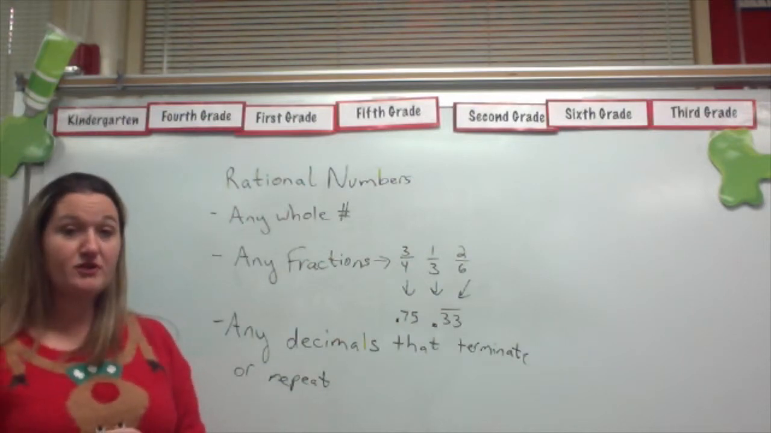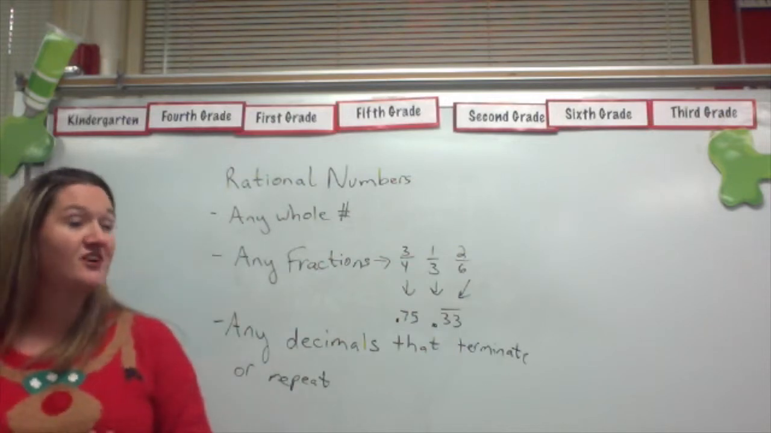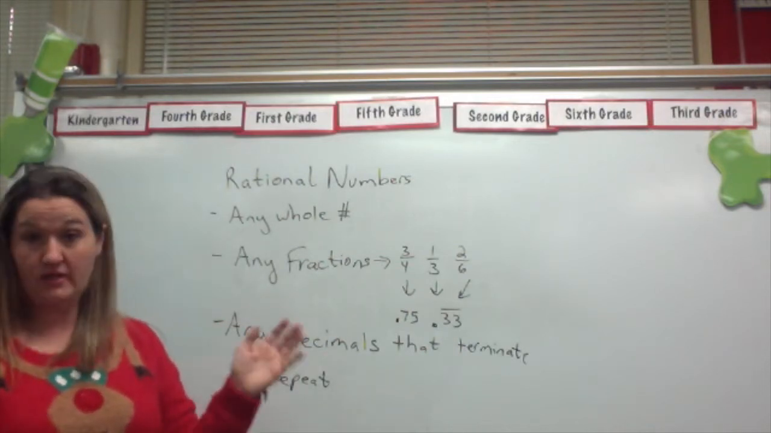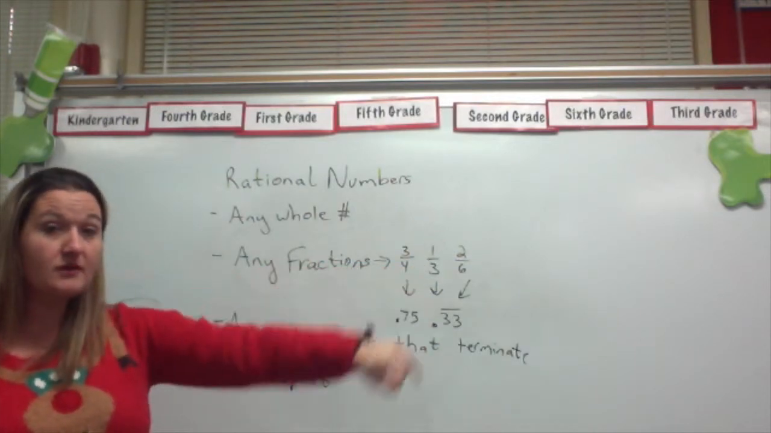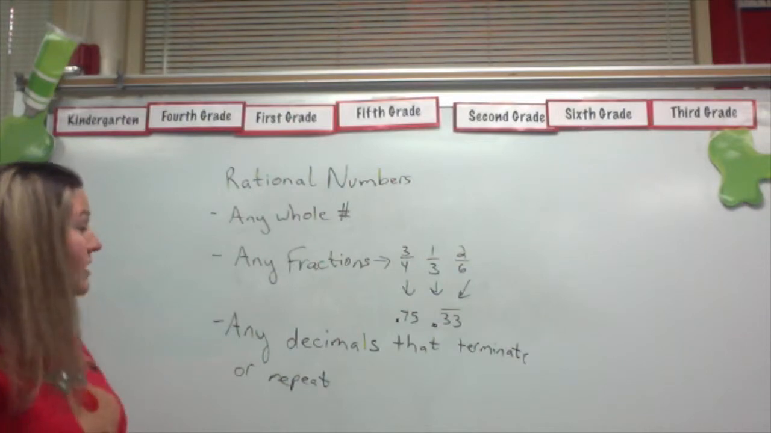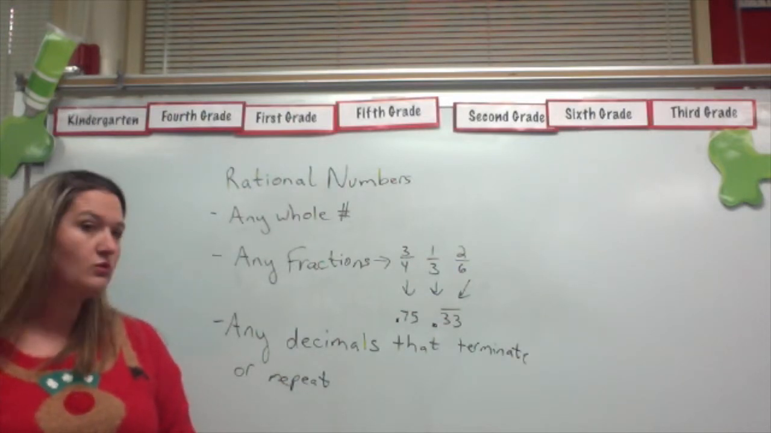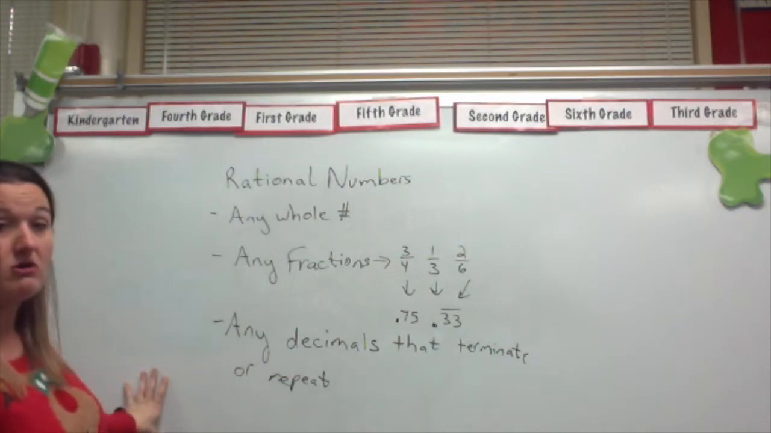So examples of rational numbers: 4 is a rational number. 5, 6 is a rational number. 0.895, it ends. It's a rational number. 0.1 repeating forever is a rational number. The square root of 64. Well, we know that's 8. That's a whole number. That's a rational number. Okay? These are all rational numbers.